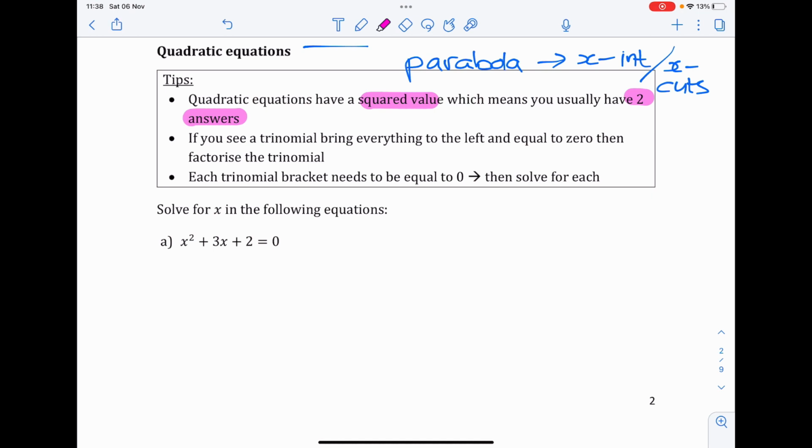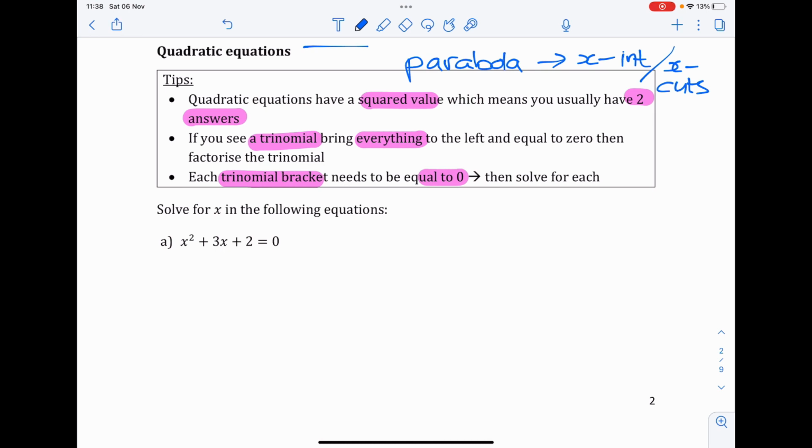So if you see a trinomial or a quadratic, you bring everything to the left and equal it to 0. And then you factorize the trinomial. You could bring everything to the right as well. It's best to take it to whichever side will have the x squared value as positive. And then each trinomial bracket needs to be equal to 0, and then we solve for each. That's where you get your two answers.